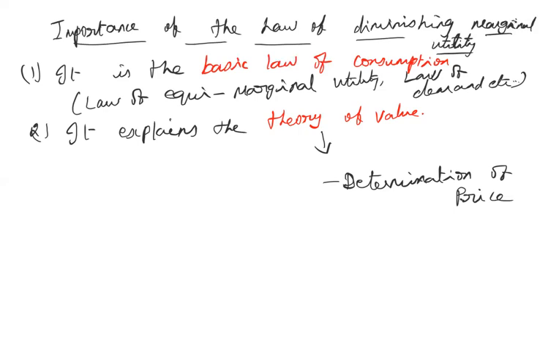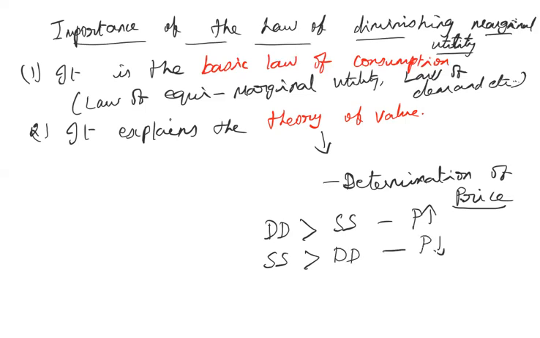Determination of price. Now, what I already mentioned to you, if the demand for a commodity is more than supply, then automatically the price will increase. The price will be more for a particular commodity if the demand is more. Alternatively, if the supply is more than demand, then the price will decrease. Now, let us take from this, if the supply is more, it means the quantity is more, and that leads to lesser satisfaction.